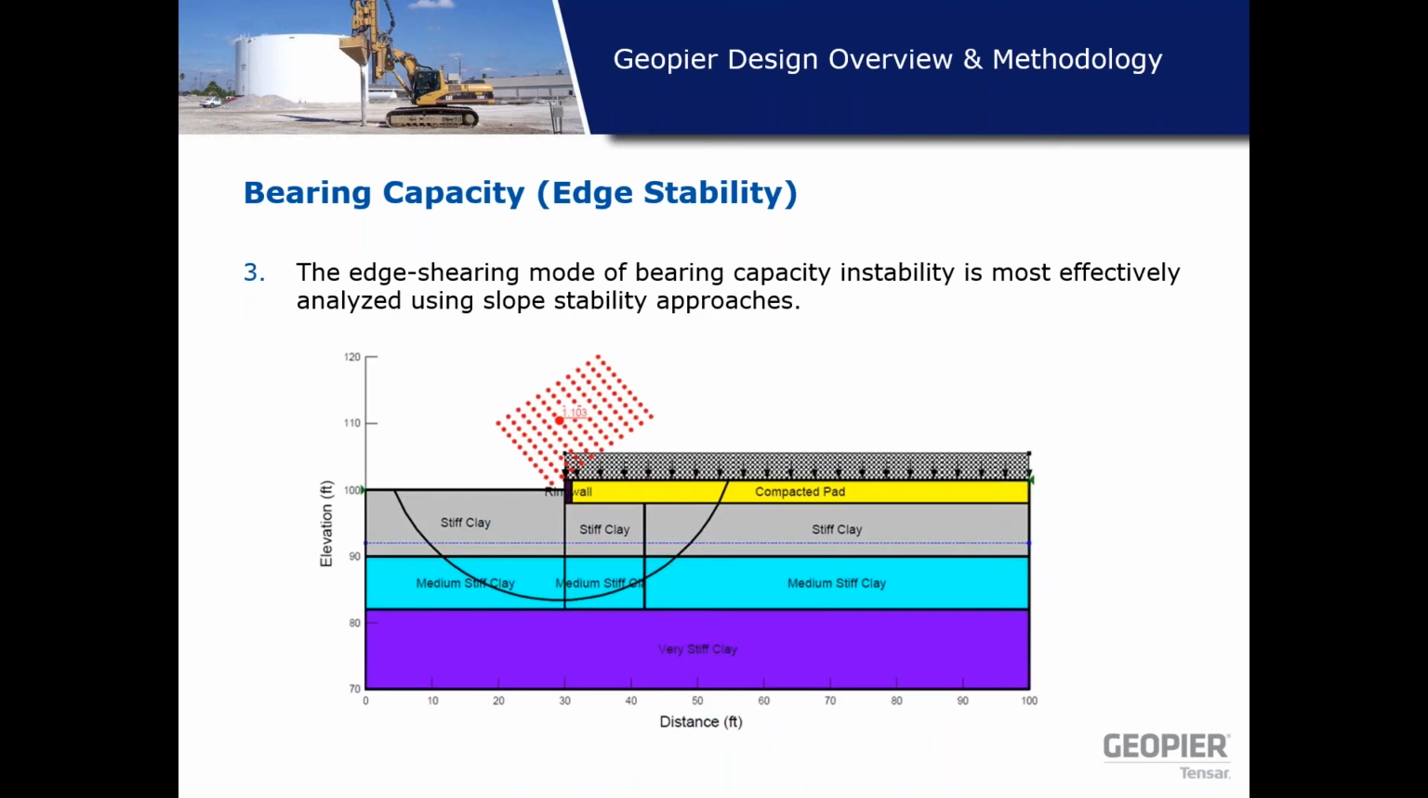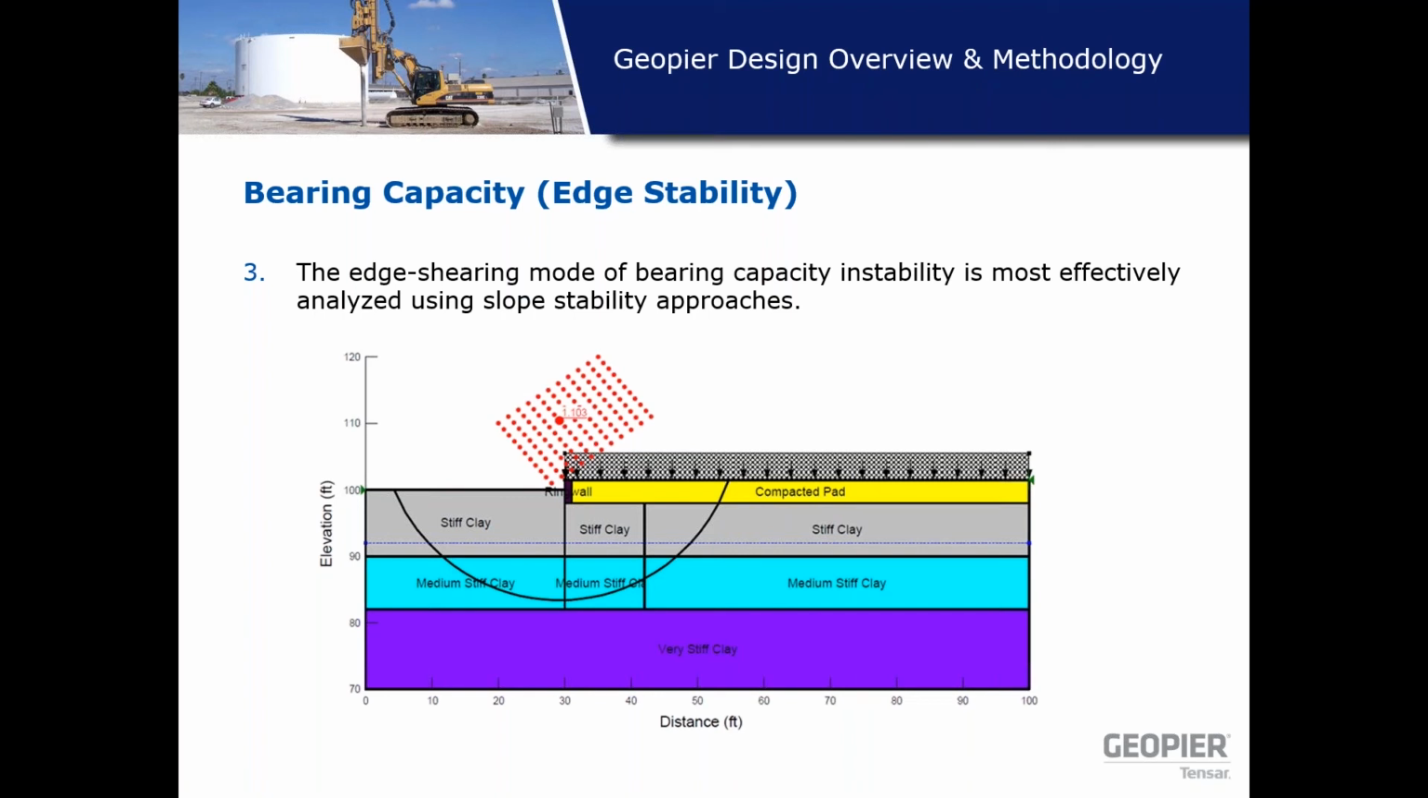This is a typical soil profile. It's showing the surcharge load applied by the tank. You have a granular pad, which is shown by the yellow color, and you have ring wall footing, which is shown below that sliding surface. The typical profile is stiff clay overlying the medium stiff clay, and at the bottom you have very stiff clay.